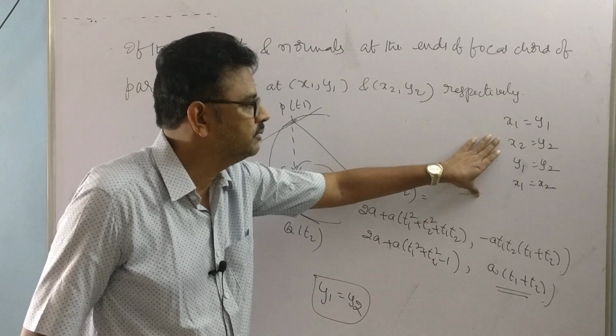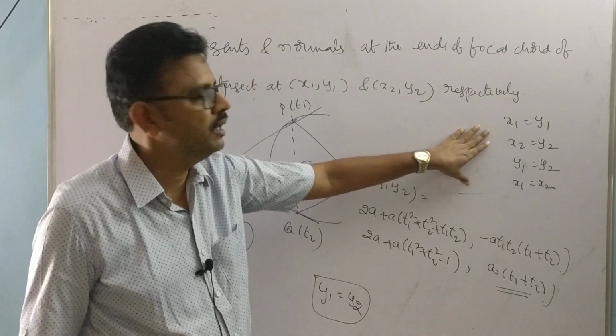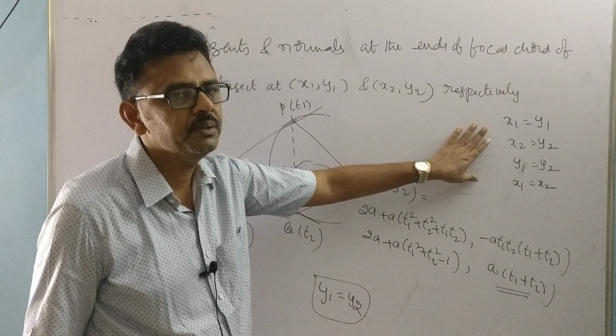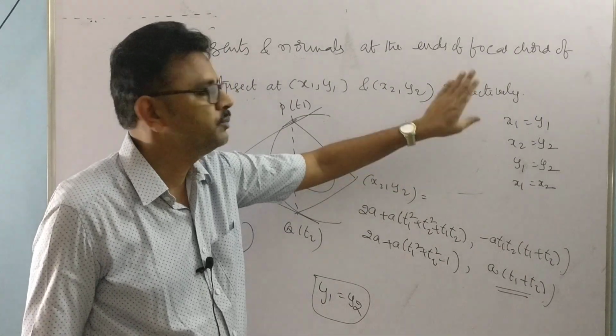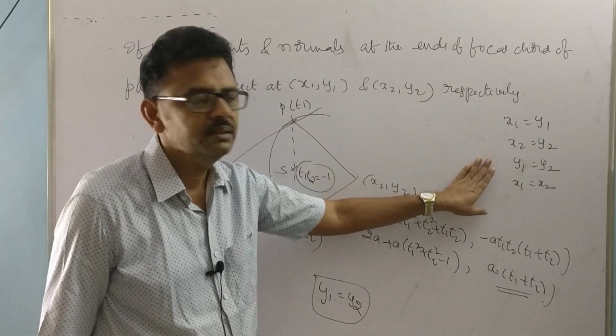So the relation is y1 equal to y2. So everything in the parametric coordinates is very important. All the problems depend on these parametric points. These points are very, very important points. Okay. Thank you.